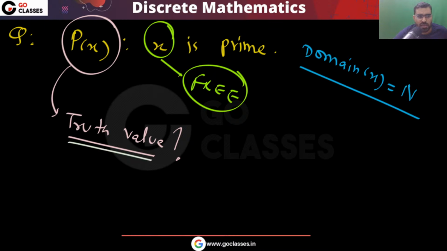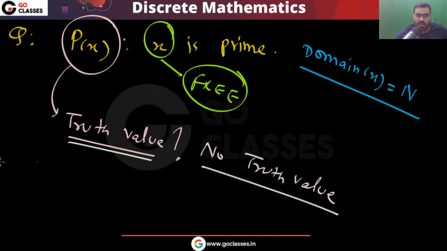What is the truth value of P? The answer is, this is not a proposition, right? There is no truth value. Why is there no truth value? The reason there is no truth value is because here x is free.